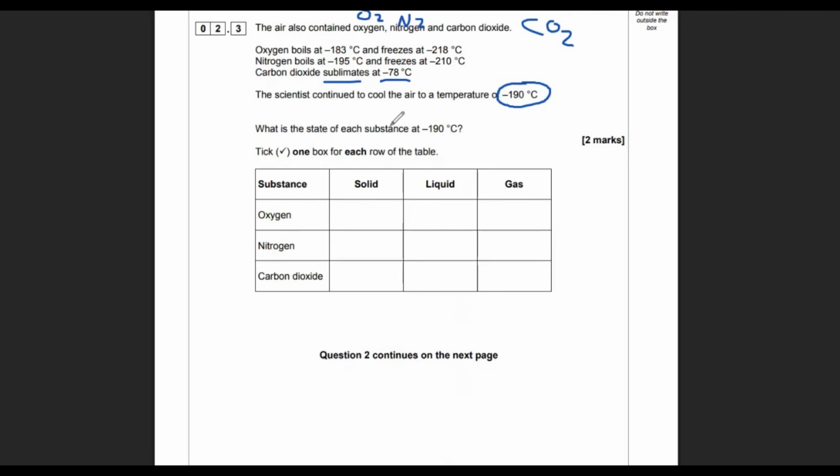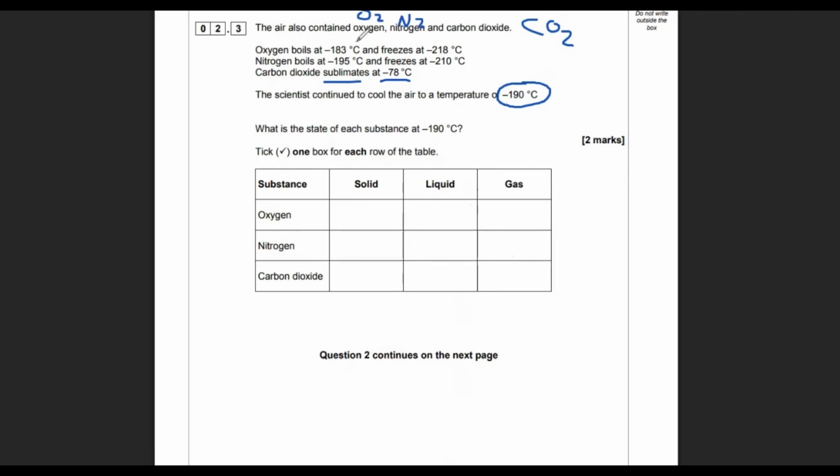What is the state of each substance at -190 degrees? Put a tick in each row of the table. So essentially, you've got to say, is oxygen solid at -190? Is nitrogen solid? Is carbon dioxide solid? Or are they liquid or are they gas? Just 3 ticks, 1 in each row. Off you go. Pause the video.